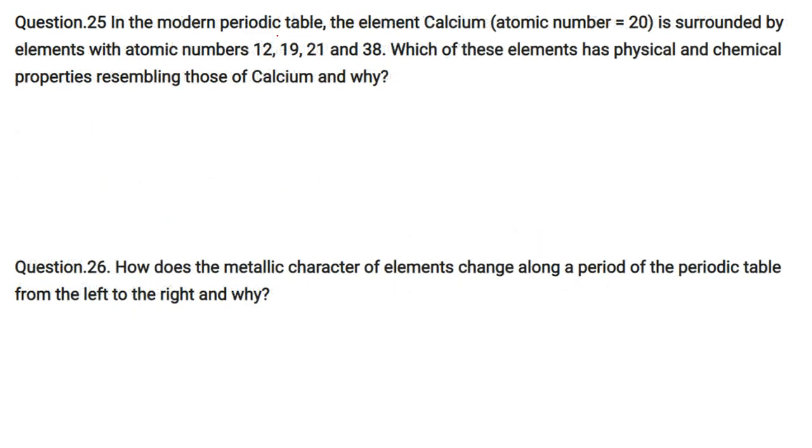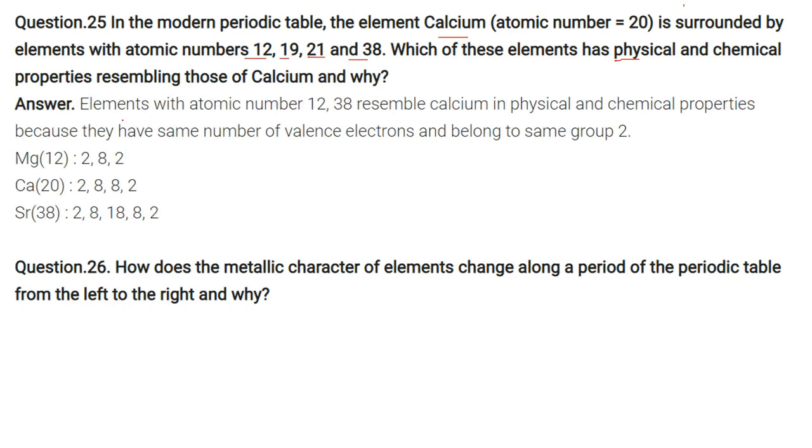In the modern periodic table, the element calcium 20, that is 2, 8, 8, 2, is surrounded by elements with atomic numbers 12, 19, 21, and 38. Which of these elements has physical and chemical properties resembling those of calcium, and why? The elements with atomic numbers 12 and 38 are going to resemble calcium in physical and chemical properties. Why? Because they have the same number of valence electrons and they belong to the same group, that is group 2.